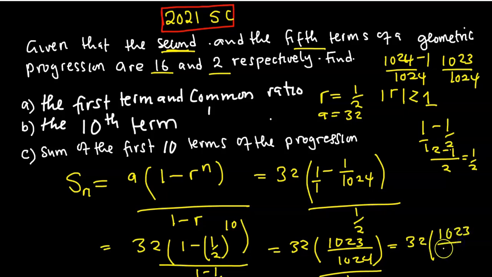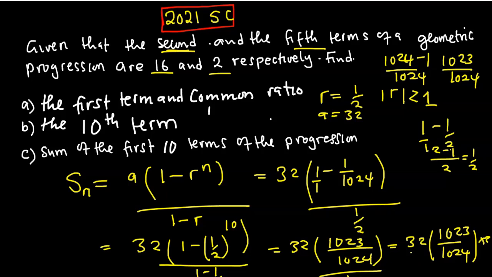1023 over 1024 multiply by what? Multiply by 2. Okay. Something like that. So now we can multiply these 2 and this 32, giving us 64. So whatever we find when we divide what is inside, multiply by 64, that is the answer.